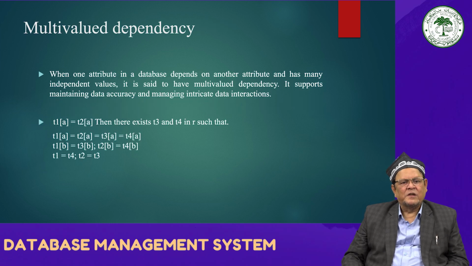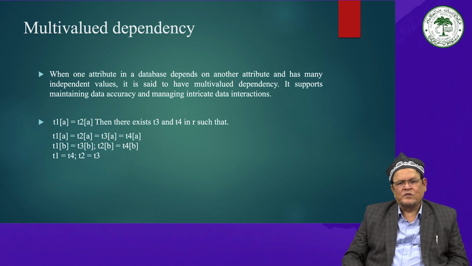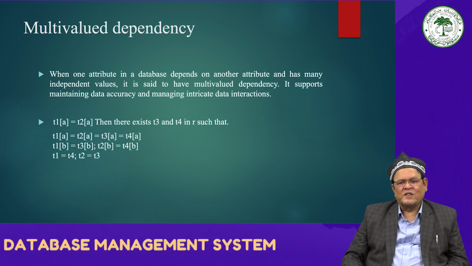Multi-valued dependency. Multi-valued dependency is a type of dependency in a database management system where a set of attributes functionally determines another set of attributes, but the dependency is on the set of values rather than individual values. In simpler terms, it signifies that for every unique combination of values in one set of attributes, the determinants, there exists a set of values in another set of attributes, called dependent.